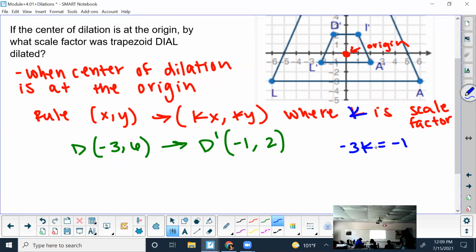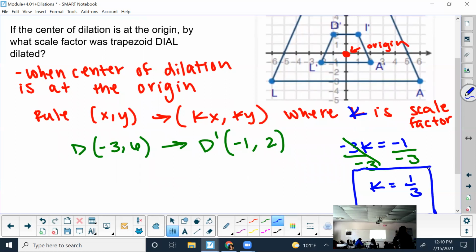So what's opposite of multiplying by -3? I'm going to divide by -3. And then what I do on one side, I have to do to the other side. So for my k value, I have -1 over -3. Do you guys know what happens to that double negative? It becomes positive. So my k value is 1/3. All right, and that's what it asks for, the scale factor. So really I could circle this and be done.